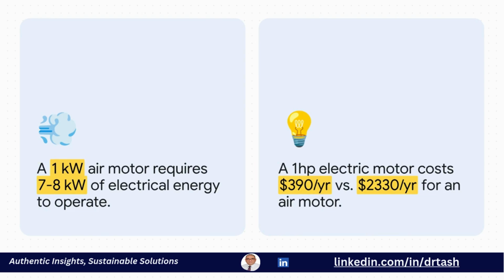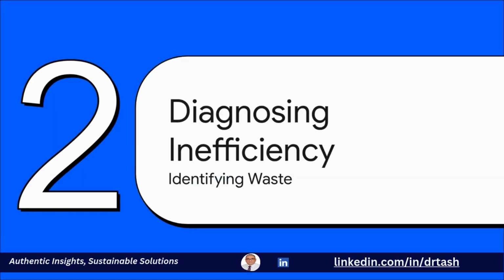To get just 1 kilowatt of work out of an air motor, you need to pump in 7 to 8 kilowatts of electricity. I mean, look at the annual cost difference compared to an electric motor. It's night and day. This conversion penalty is precisely why using compressed air for the wrong job is so financially destructive.